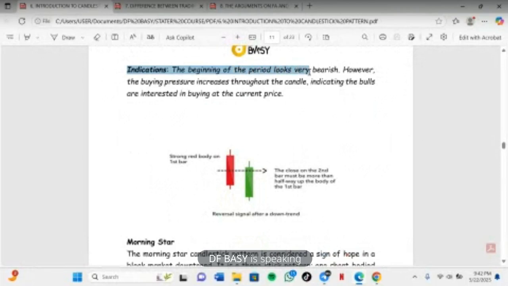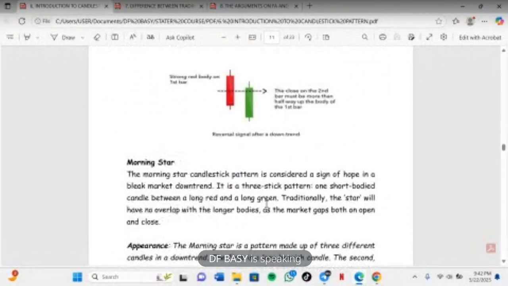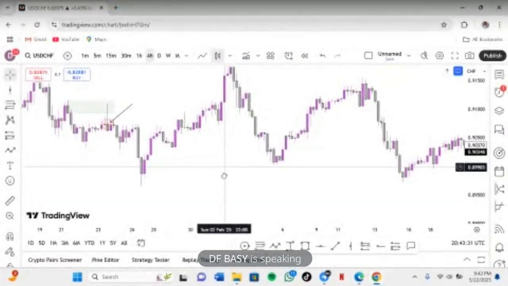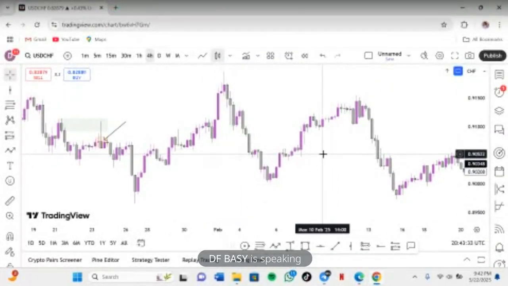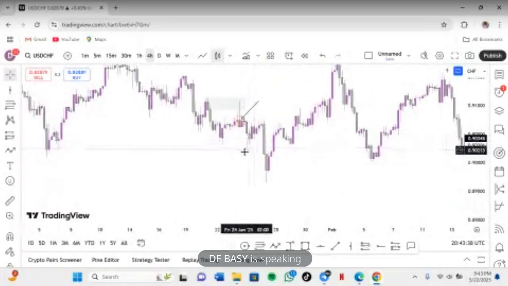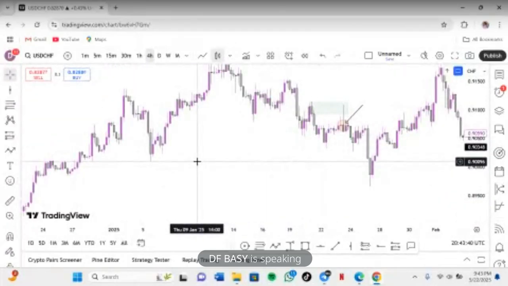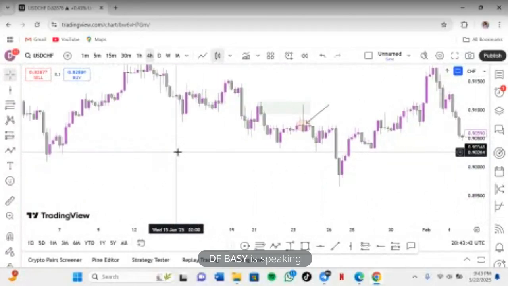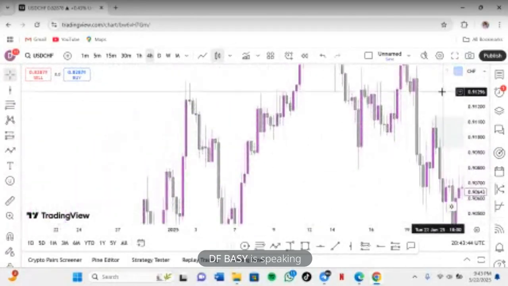So now, the indications. The beginning of this period looks bearish. However, the buy pressure increases throughout the candle, indicating the bulls are interested in the current price. I don't really use that pattern, and it's rare. You rarely see that piercing line, but you use it for continuation.